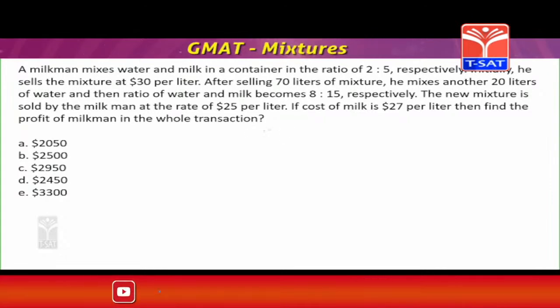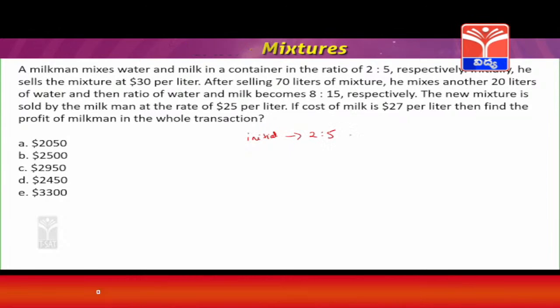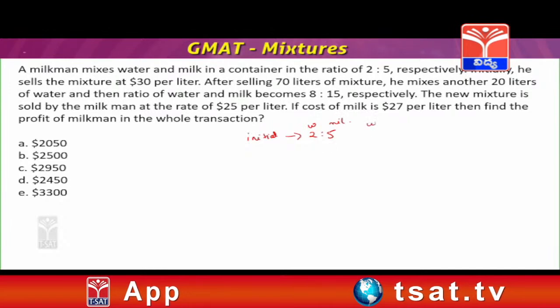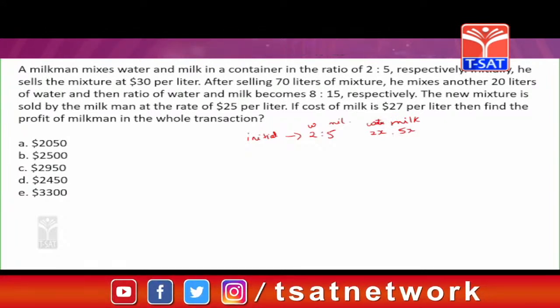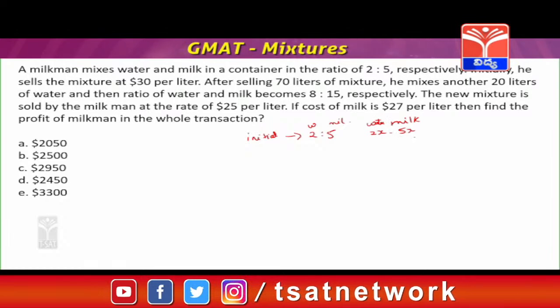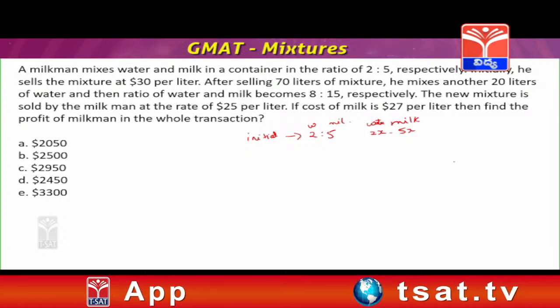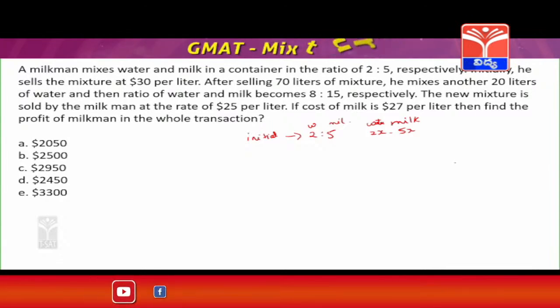Okay. So, the initial ratio of water to milk is 2:5. Let us say water is 2x, then milk will be 5x. Now, he sells the mixture at $30 per liter, and he sold 70 liters of the mixture, and he mixes another 20 liters of water.